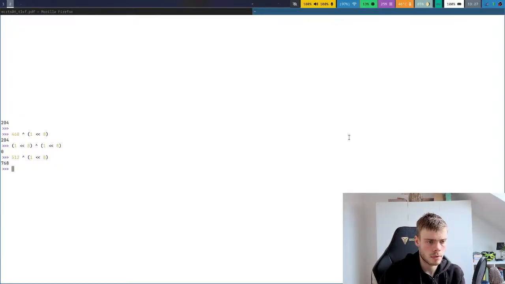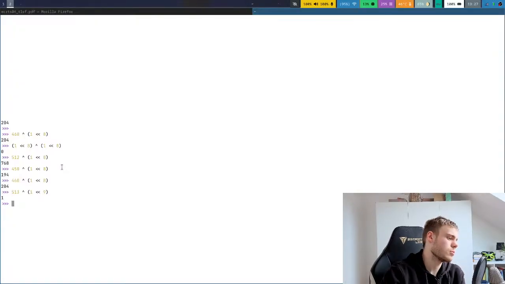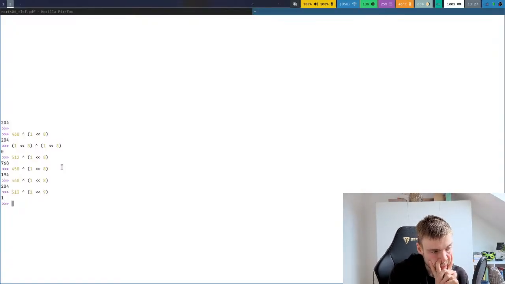Let's say 512. So this is not a subtraction. Not a subtraction. Why did it work for 460? Oh. So 512 would be a different one. 512 would be 9. So also for 513, this would be 9. Yeah. So it is only the subtraction if they're in the range, right?